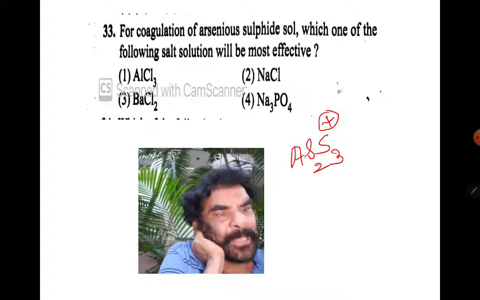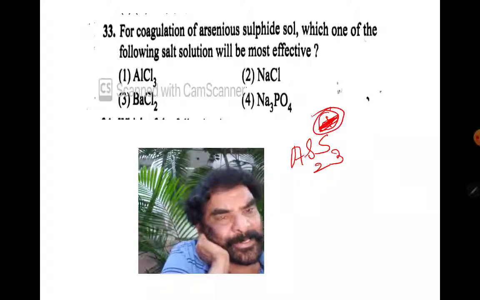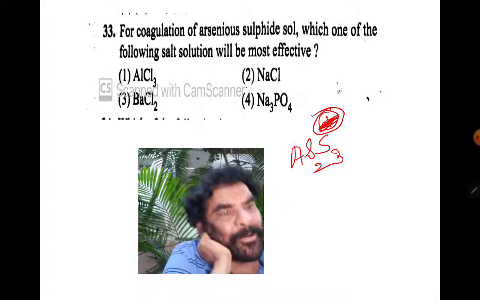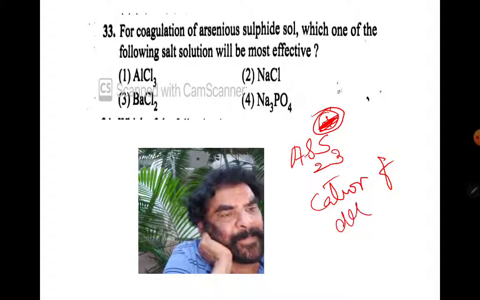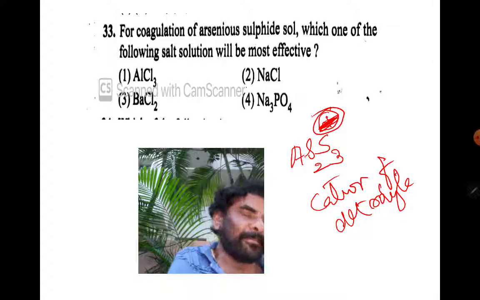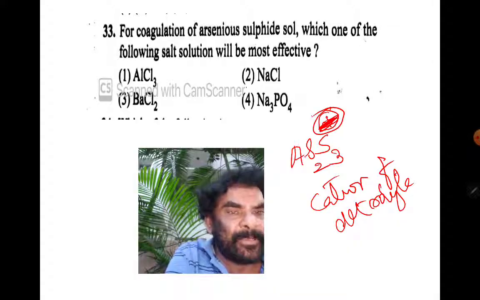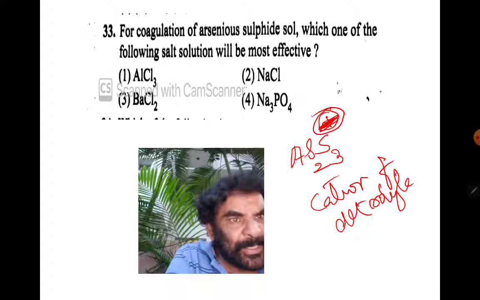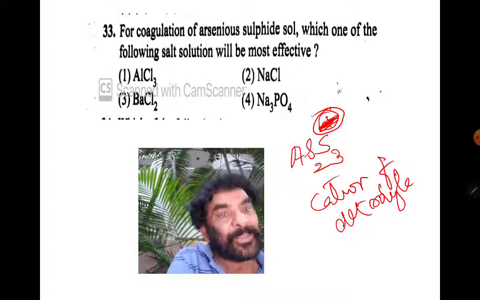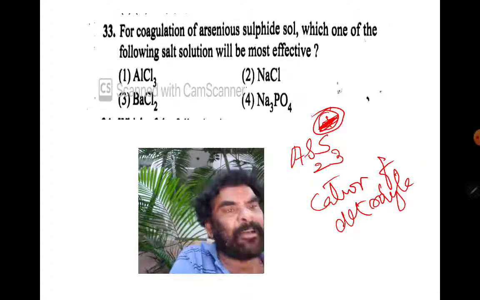Right? Arsenic sulfide. All metal sulfides are negatively charged colloids. So a cation is required, from an electrolyte. Electrolyte means it is a combination of the cation and anion. So among the 4 electrolytes, we want the salt which has a higher charge on the cation.